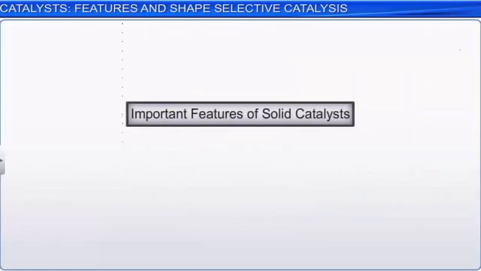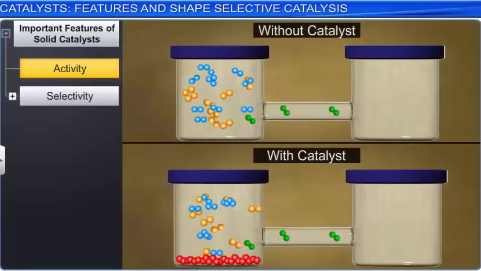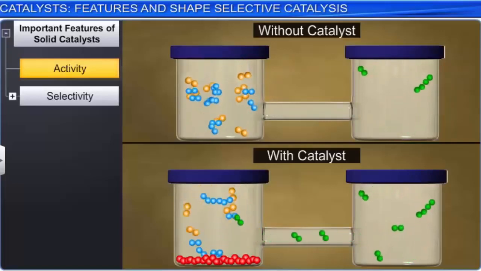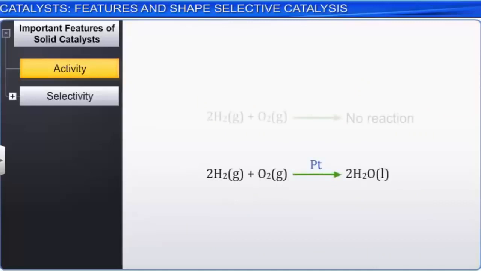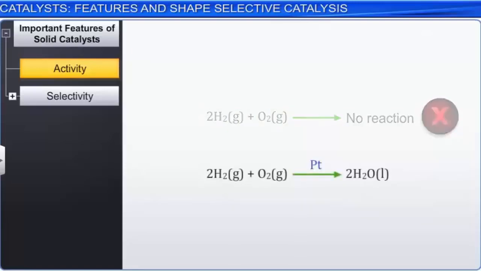However, two important features that govern the choice of a solid catalyst for a particular reaction are activity and selectivity. Let us first discuss the activity of a catalyst. By activity of a catalyst, we refer to its capacity to increase the speed of a chemical reaction. Consider the chemical reaction between hydrogen and oxygen to form water. In the absence of any catalyst, hydrogen and oxygen do not combine, and therefore can be stored for an indefinite period. However, in the presence of platinum as a catalyst, they react rapidly to form water.